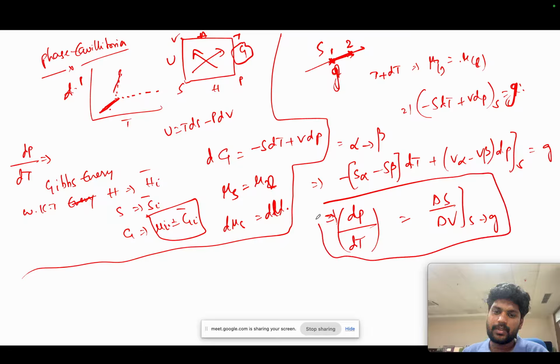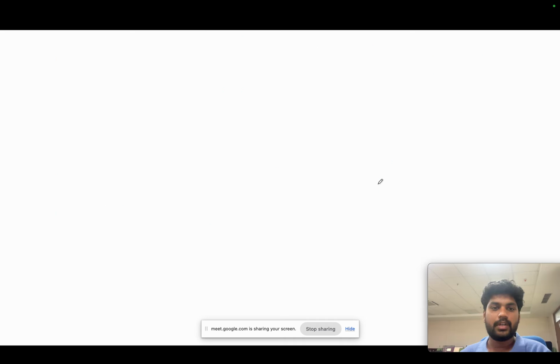Any doubts in this equation? How this equation came? Am I audible? Hello? Yes, sir. Okay, fine. So you have no doubts regarding this equation, right? What it says is we have the equation dP by dT equal to delta S by delta V, given from solid to gas, or solid to liquid, or liquid to gas.